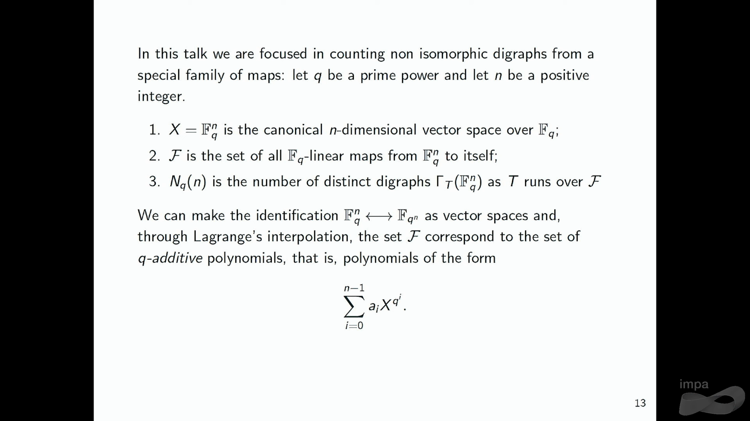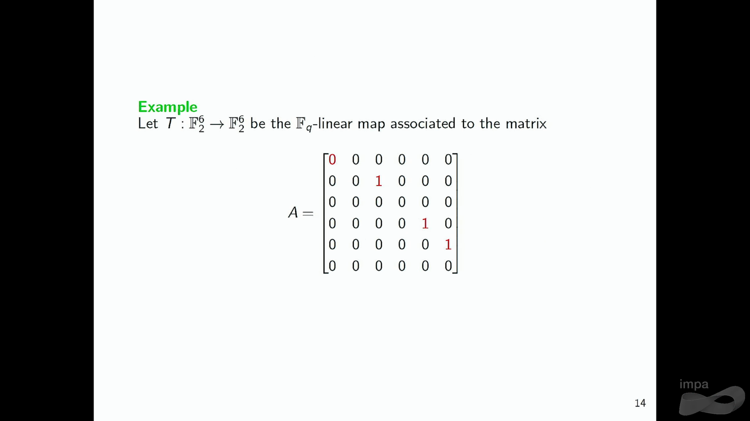We have a one-to-one correspondence between maps and polynomials modulo x^(q^n) minus x. And basically, the linear maps correspond to polynomials of this form, which we call q-additive, right? So each monomial appearing will have degree a power of q. Okay, so here's one example.